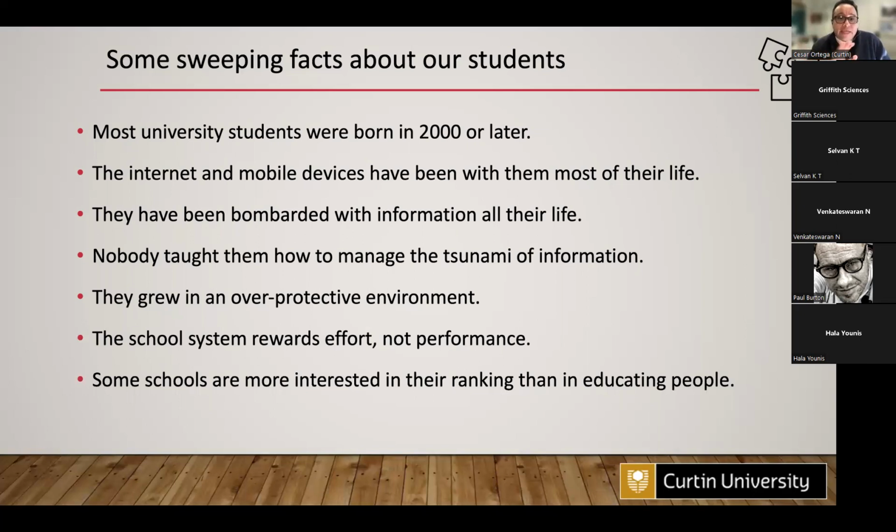Some schools, again, some schools, not all schools, are more interested in the ranking than in educating people, right? I have attended meetings with parents in my own kids' high school, and the person there was advising parents or kids not to take physics in high school because it's too difficult. The ranking of the school comes down when they do the state exams, right? So don't go for physics, it's too difficult.